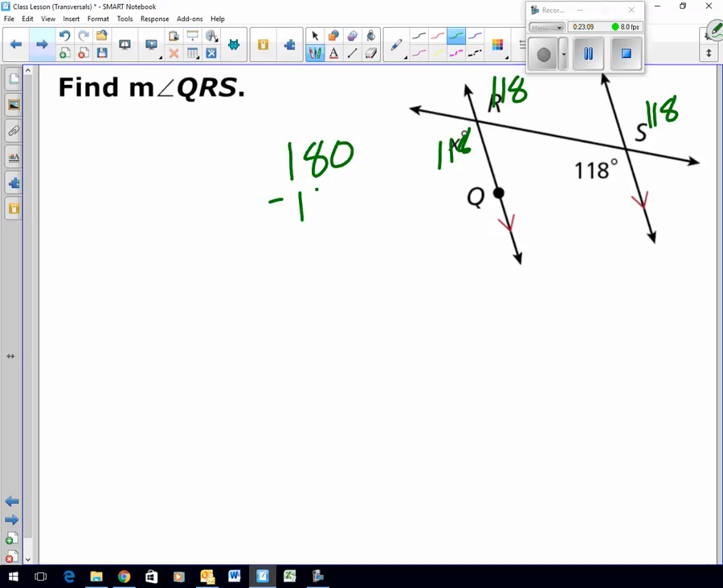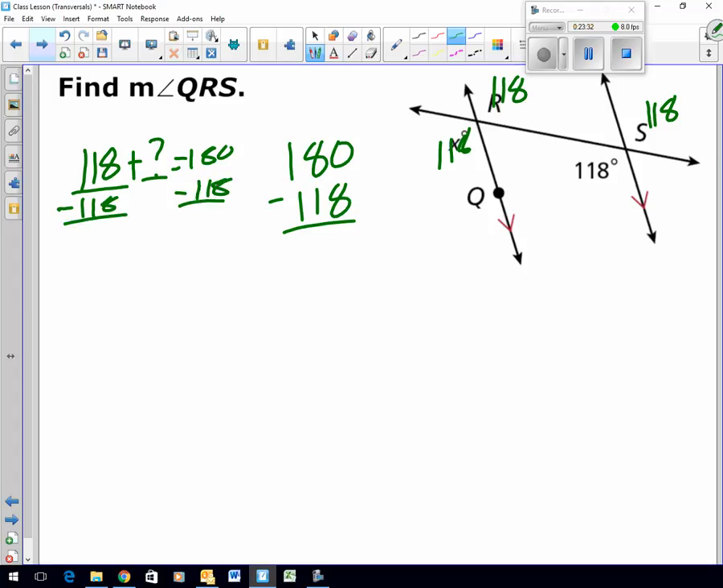Here's why I'm doing that. Supplementary means that angle plus some missing angle equals 180, correct? If I solve for the question mark here, I would subtract 118. It's 62, isn't it? The other missing angles have to be 62. That's it. That's pretty easy, right?